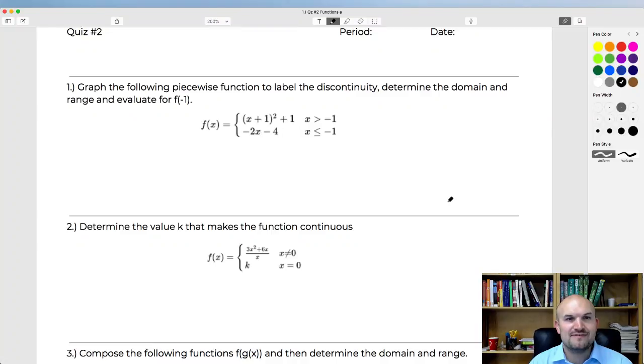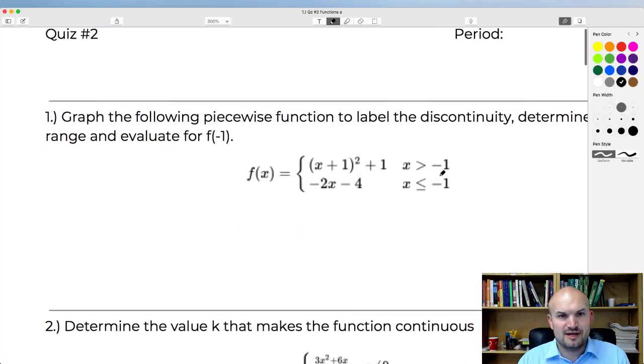The first one says, graph the following piecewise function, label the discontinuity, and then determine the domain and range and evaluate for f of -1. Now, I didn't check back after I graded it and looked at the students' answers. I realized there were some issues with how I worded some of these questions, so I'm going to go back in and fix some of those errors. But for right now, I'm just going to go with what I currently have.